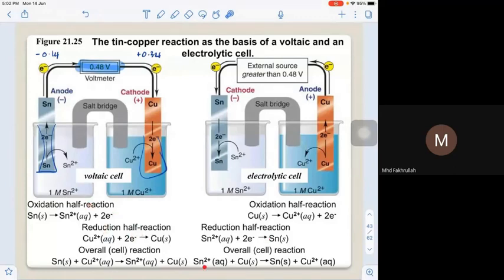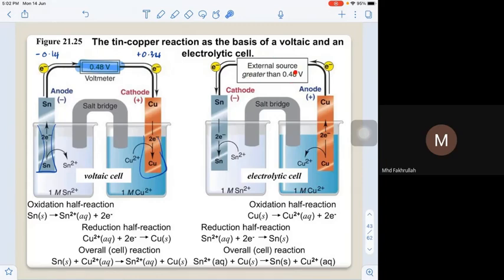Okay, this overall reaction will not occur spontaneously, from the E naught calculation, because it is negative. But if we want this to happen, we want the copper to be oxidized and the Sn to be reduced, so that we will get this overall reaction. Then an external source of energy needs to be provided.